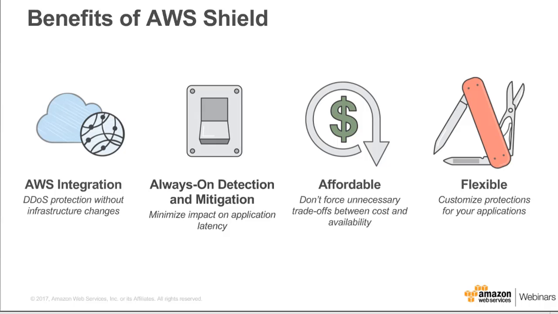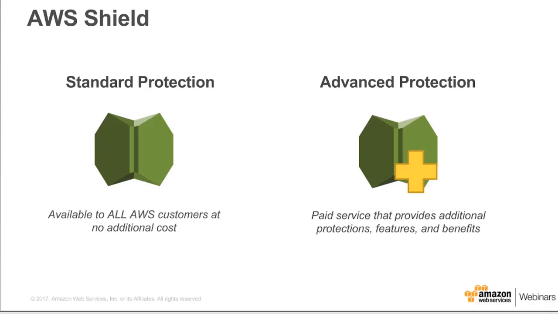Additionally, we provide you with always-on detection and mitigation. This means that as soon as we detect an attack, we're going to be able to mitigate it for you on your behalf. And there's not going to be a lot of additional latency overhead to process that attack and to keep your real valid users online. It's also affordable. We're not going to force you to make unnecessary trade-offs between cost and availability, because we want DDoS mitigation to be available for all AWS customers. And lastly, it's flexible. We're going to talk a little bit later about AWS WAF, which actually allows you to create your own rules so you can decide how traffic is mitigated and what types of connections or what types of requests are valid for your application.